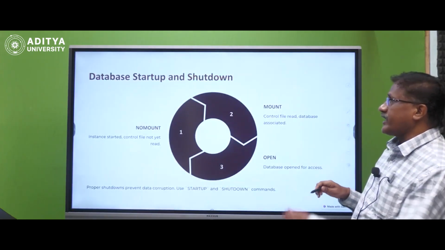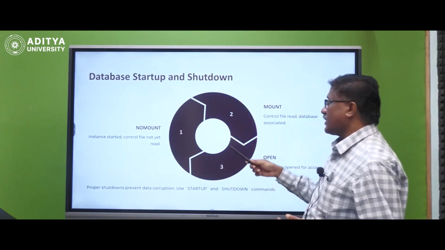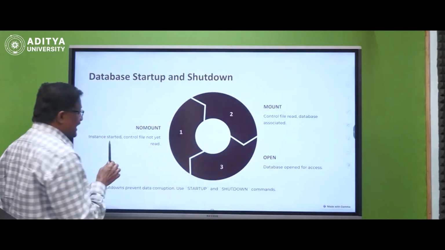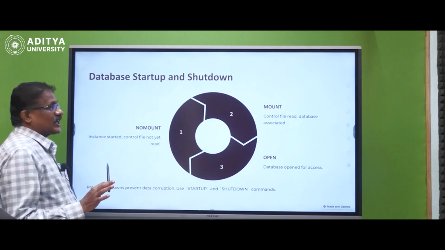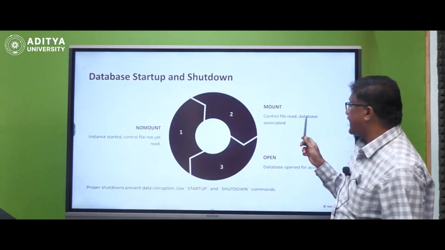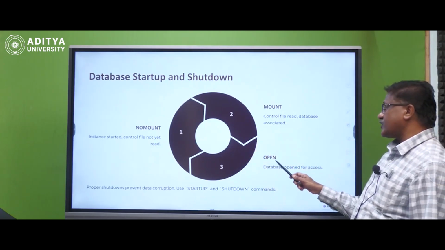So, how does the database work? Database startup and shutdown. The first step is the NOMOUNT stage. Now the instance has to be started. The control file is not yet read, only the instance is started. The second one is MOUNT. Mount means the control file is read and the database can be connected and associated. And the third is OPEN. The database is open for access.